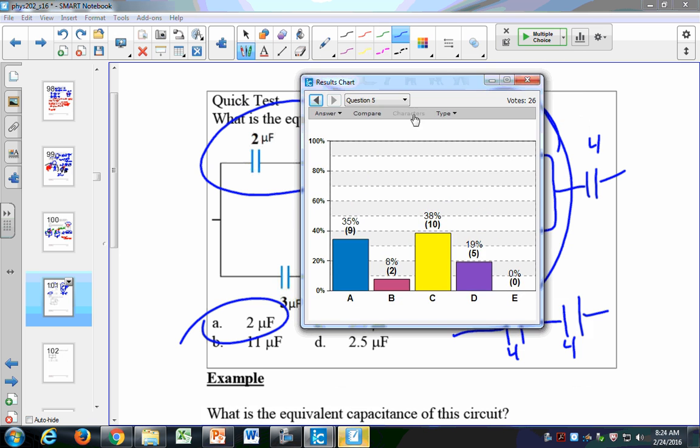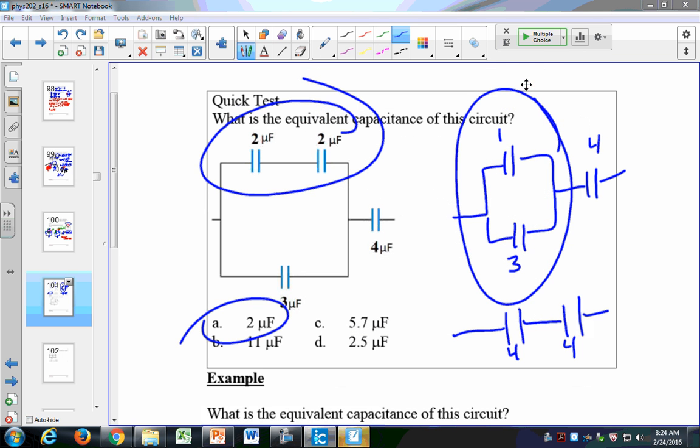My 4 and 4 in series is 1 over 1 over 4 plus 1 over 4. That's equal to 2. And by the way, this 1 over 2 plus 1 over 2, if you weren't sure about that, that's equal to 1. That's where I got the 1 that was right here. Okay?